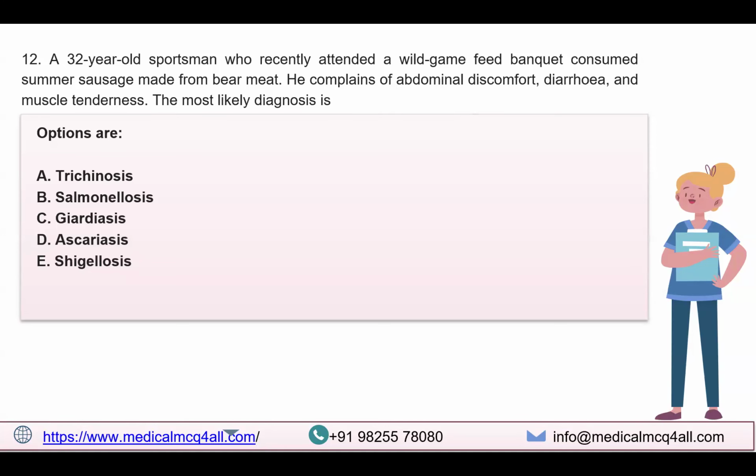Now let us see exactly what happens in trichinosis or Trichinella. Whenever the patient consumes undercooked meat, what is happening? This undercooked meat has encysted larvae, that is, the smaller form of the worm is already there. This encysted larvae, what does it do? It goes into the intestine.